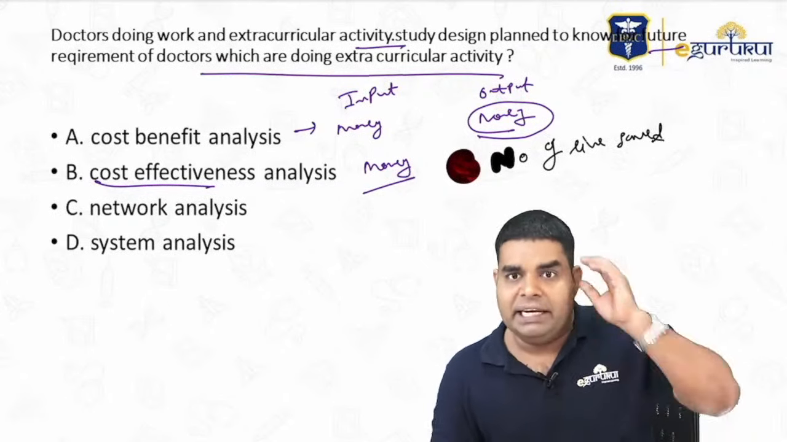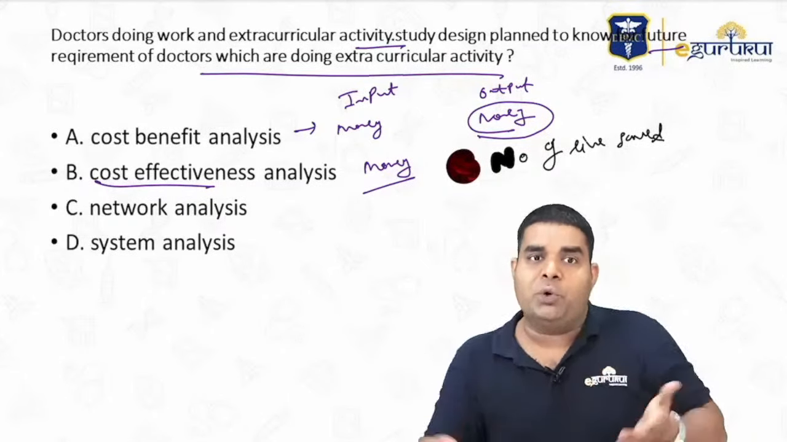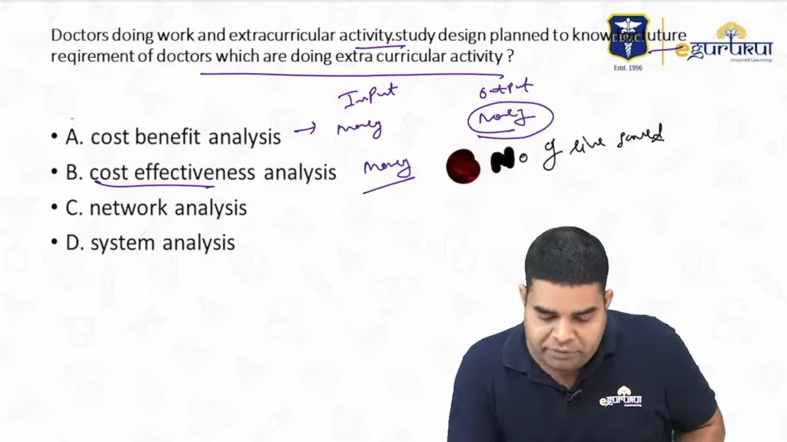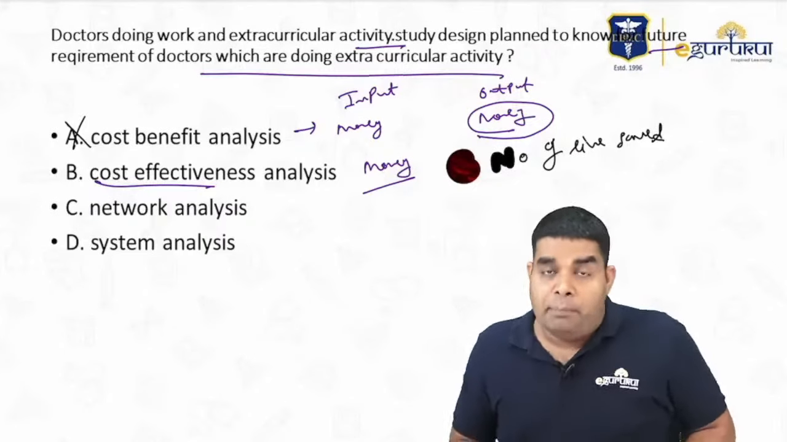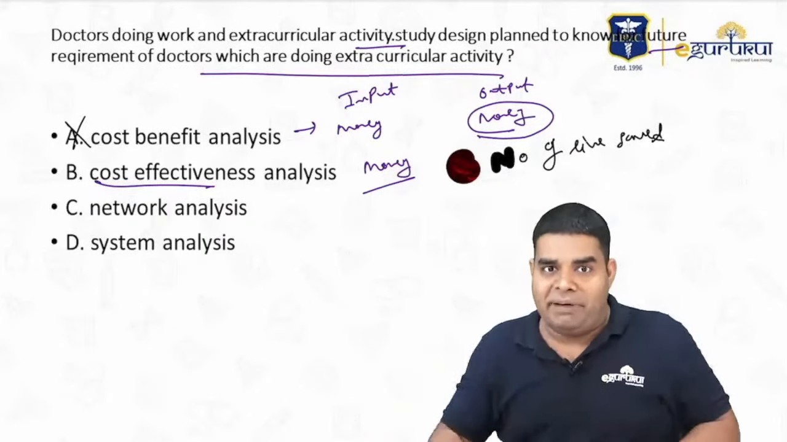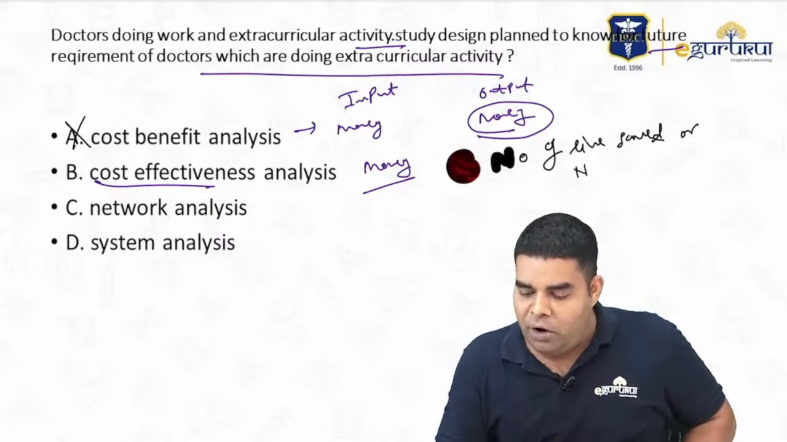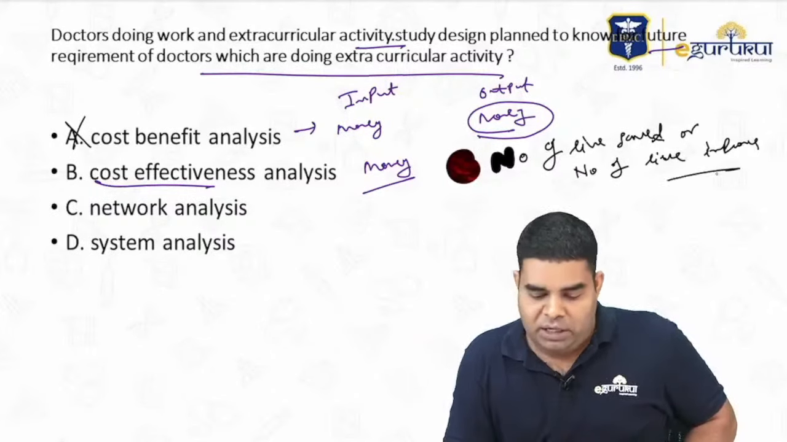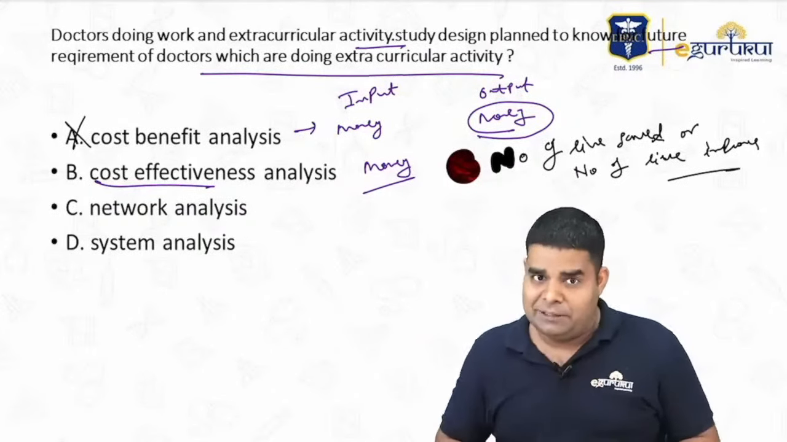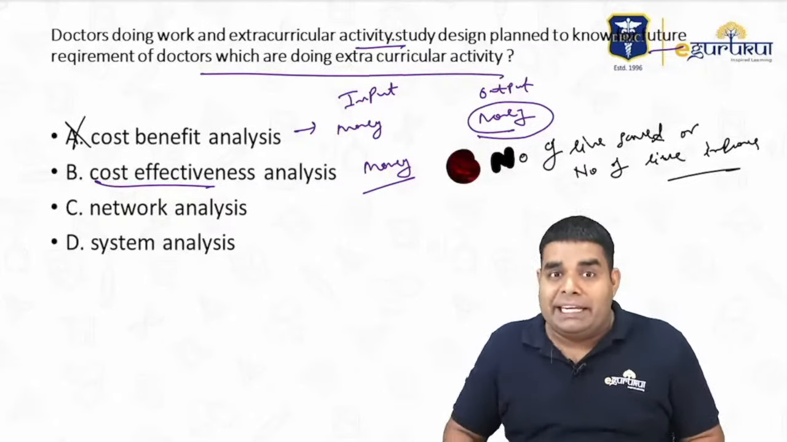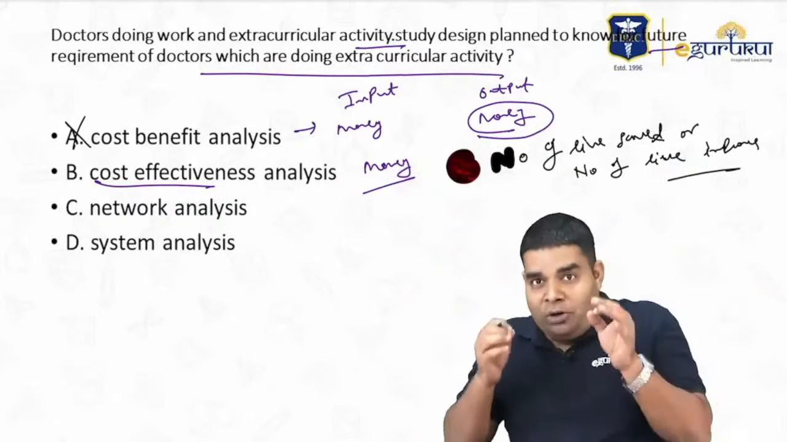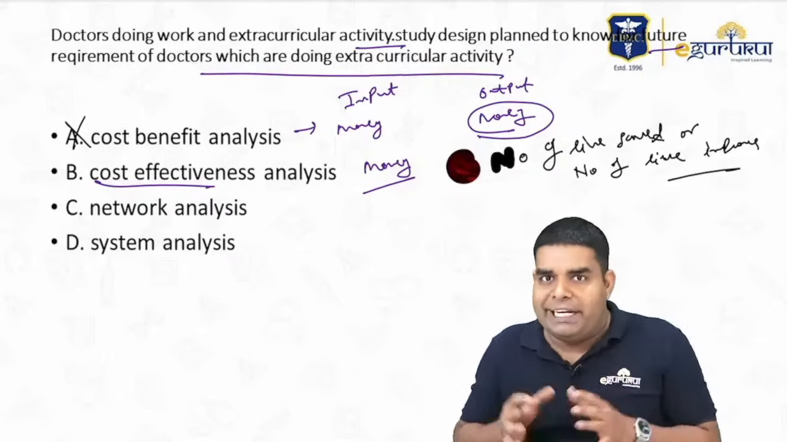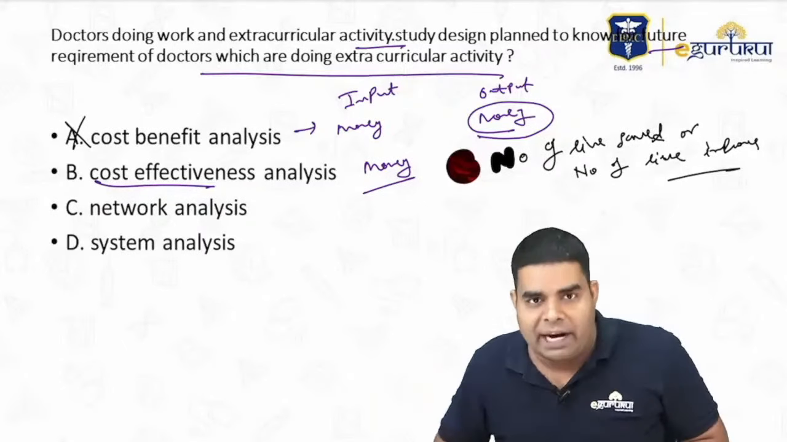So basically, when we are talking about extracurricular activity, we cannot measure it in money. So cost benefit cannot be the correct answer. But we can measure it in effectiveness. Effectiveness means number of lives saved or number of lives improved. What is the overall advantage? So cost effectiveness can be correct, but it is not talking about only one doctor who is doing such extracurricular activity. Out of 10-20 doctors, some doctors are doing extracurricular activity.